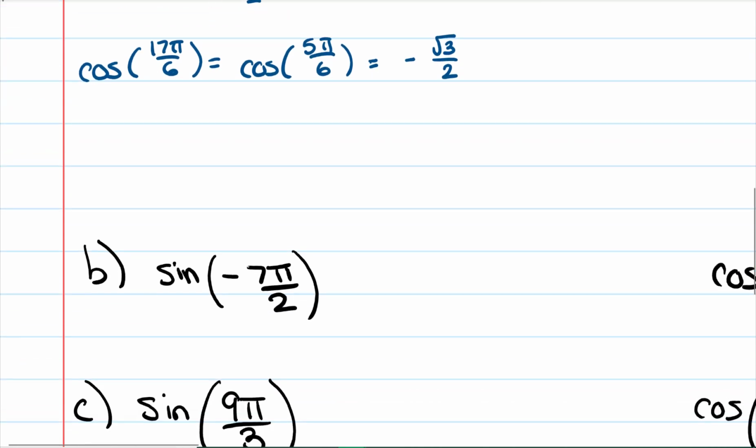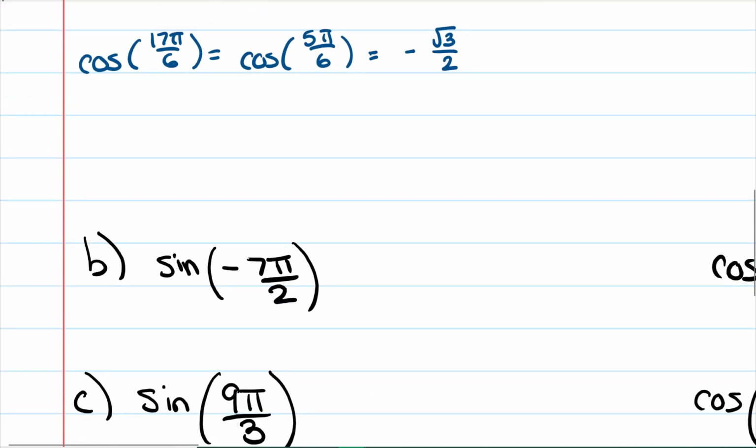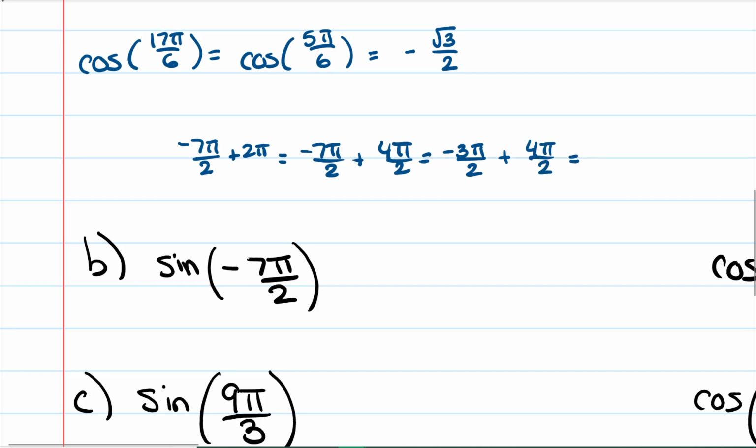All right, let's try another one. Sine of negative 7 pi over 2. Well, it's negative, so it's obvious that it's smaller than 0. So we have to add 2 pi. I get negative 7 pi over 2 plus 4 pi over 2, which is going to be negative 3 pi over 2. But we're not quite there because we're still negative, so we add another 4 pi over 2, or another 2 pi over 1. Then you're going to get pi over 2. So this becomes sine of pi over 2, which is just equal to 1.